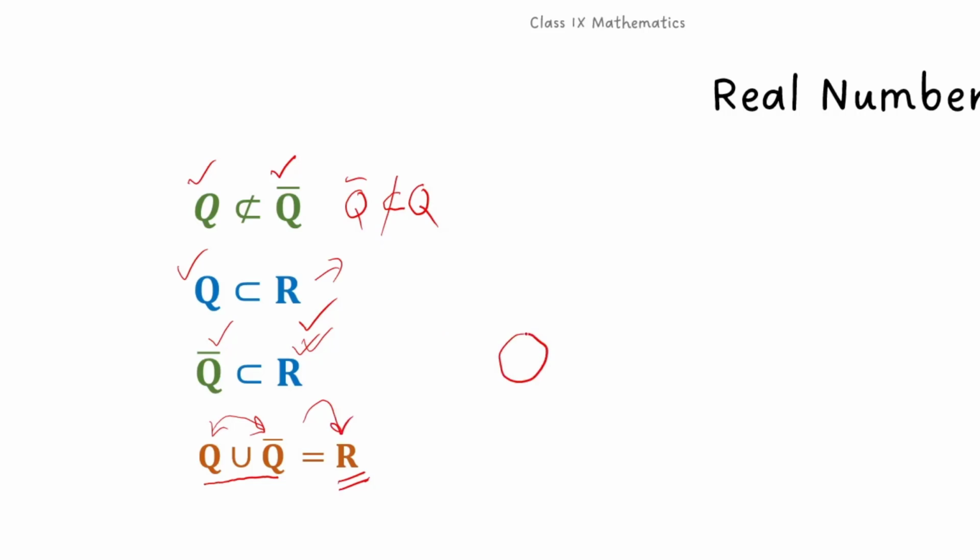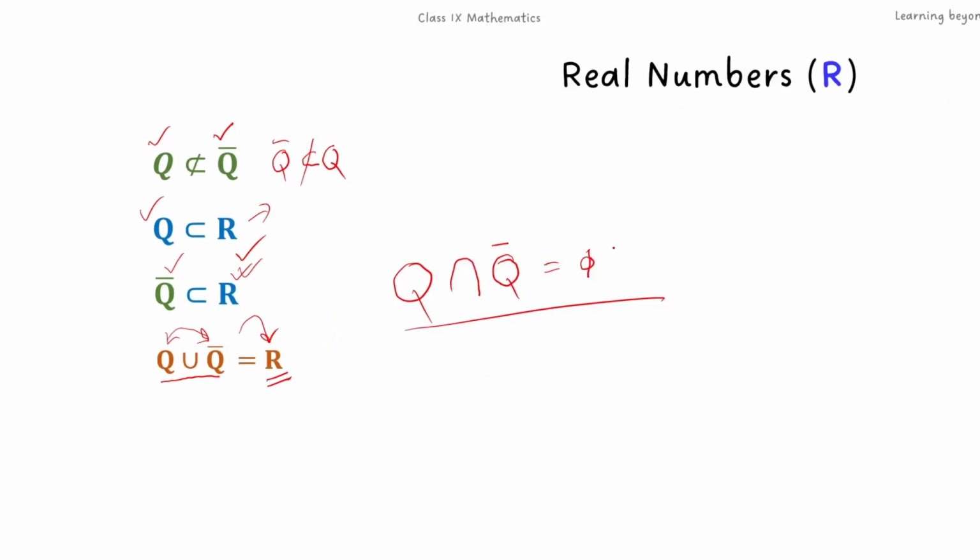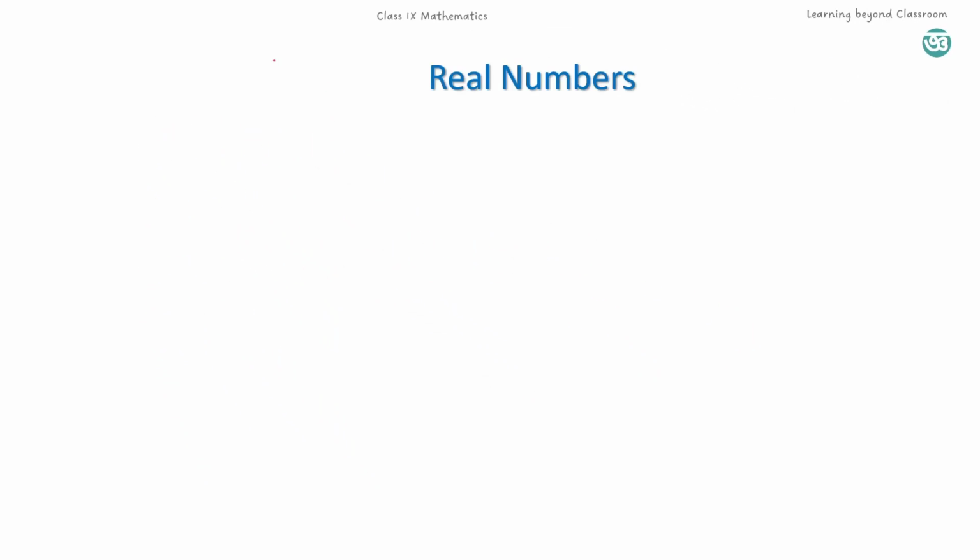But if we take the intersection of rational numbers and irrational numbers, that means common numbers which are rational as well as irrational, there is no such number, so this is a null set. So let us represent all the real numbers in a Venn diagram.